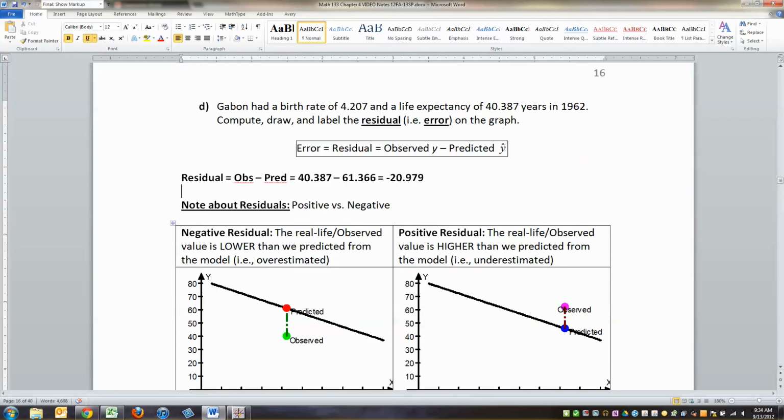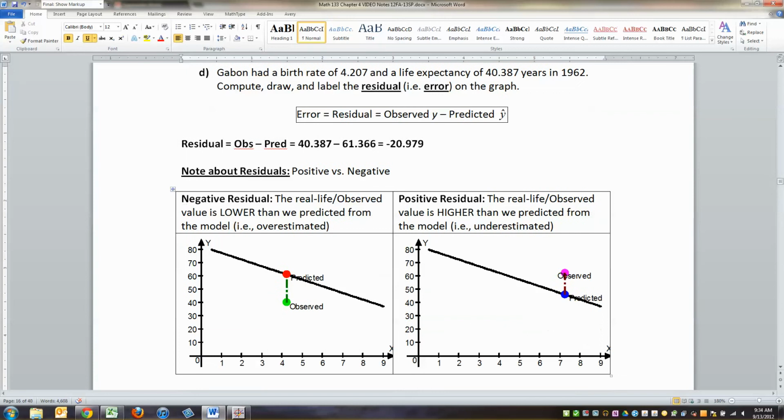Okay. Now that we know about this residual, this particular residual being negative, I want to talk a little bit about negative and positive residuals. So if you have negative residuals like we do in this particular case, that means that the real life value that we observed is lower than what we predicted from the model.